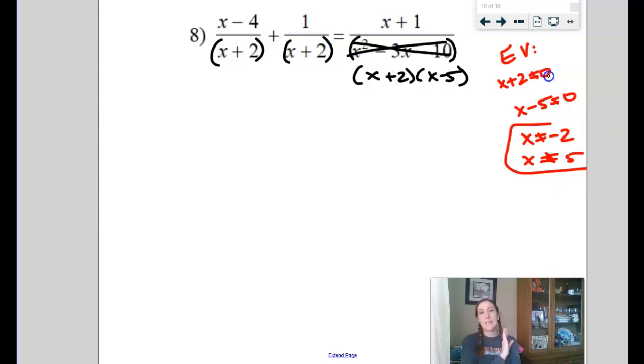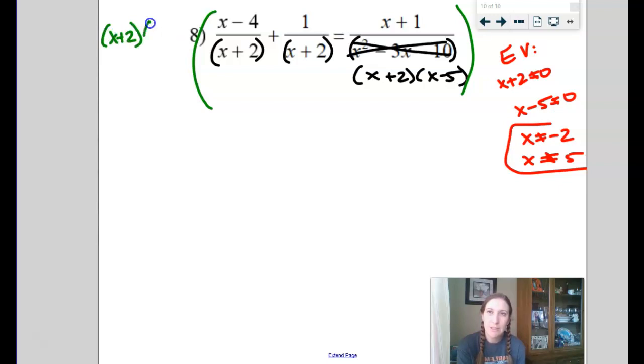Now, in the same thought, what is your LCM? Well, it's the x plus 2 that I need to get rid of and the x minus 5 that I need to get rid of. And you know what? I think on this question I will take my shortcut. Might be dangerous, but I'm going to try it, okay? So the LCM, get rid of an x plus 2 and get rid of an x minus 5.